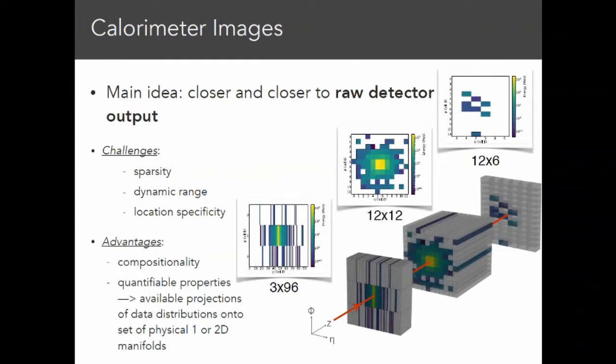And there are some advantages of a calo image-based representation. In particular, we have compositionality. So instead of having to simulate the full-blown event with all calorimeter depositions, we can simulate one and add them together. And we have nice quantifiable properties, so low-dimensional manifolds that we can validate performance on, to see how well we are doing. That's fairly unique from a generative modeling standpoint. We usually don't have that.